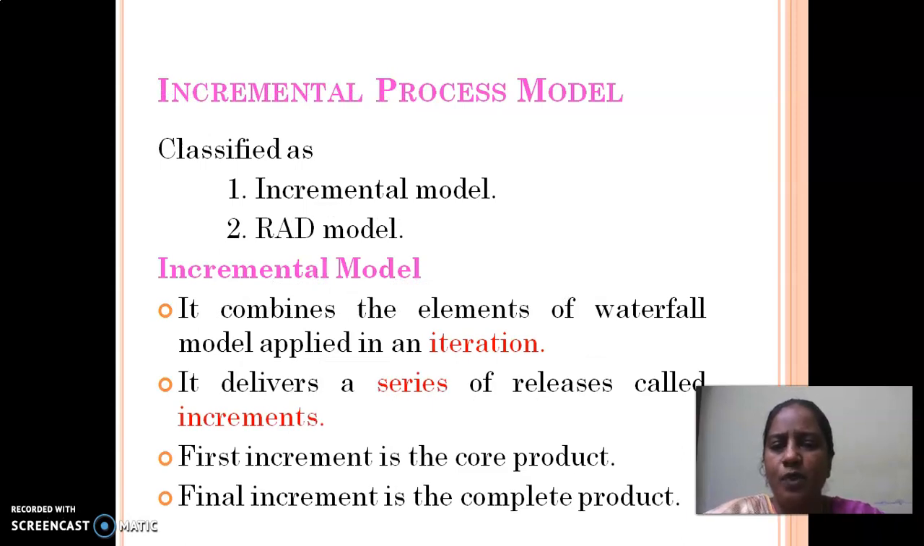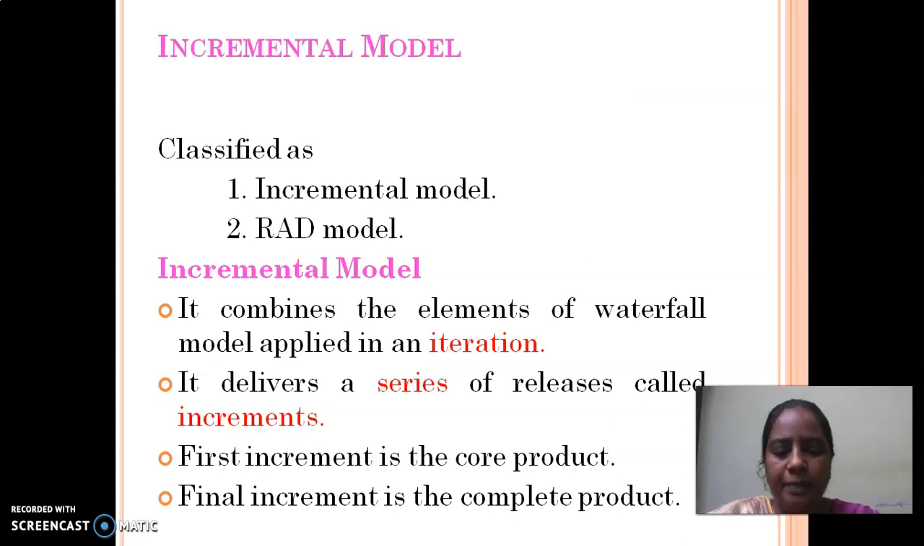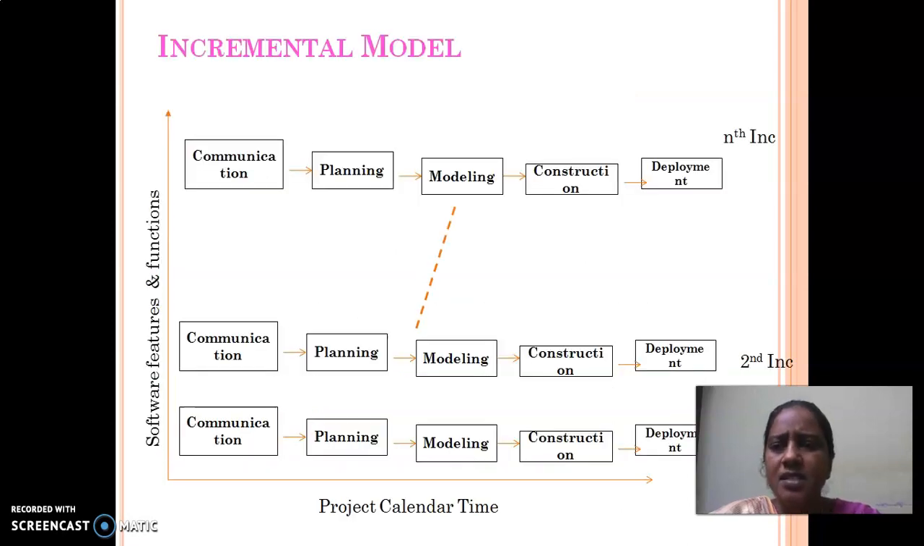Incremental process model. It is classified as incremental model and RAD model. Incremental model. It combines the elements of waterfall model applied in an iteration. It delivers a series of releases called increments. The first increment is the core product and the final increment is the complete product. This is the flow of incremental model.